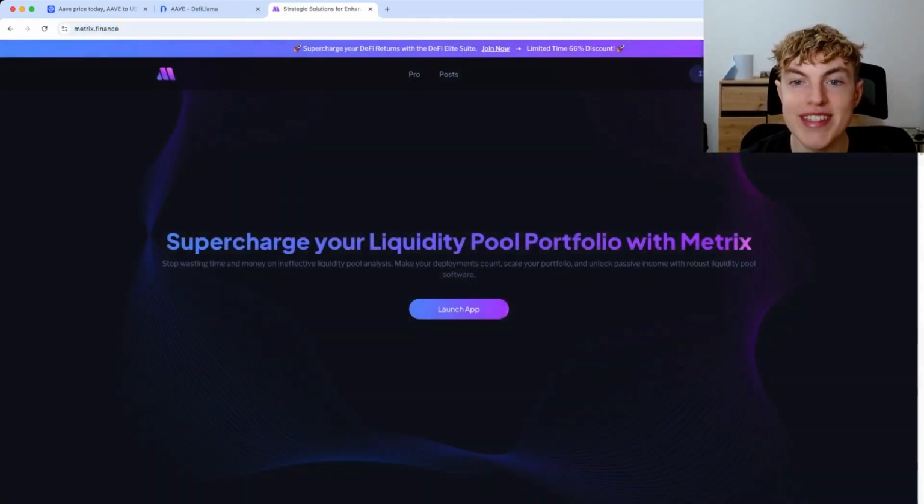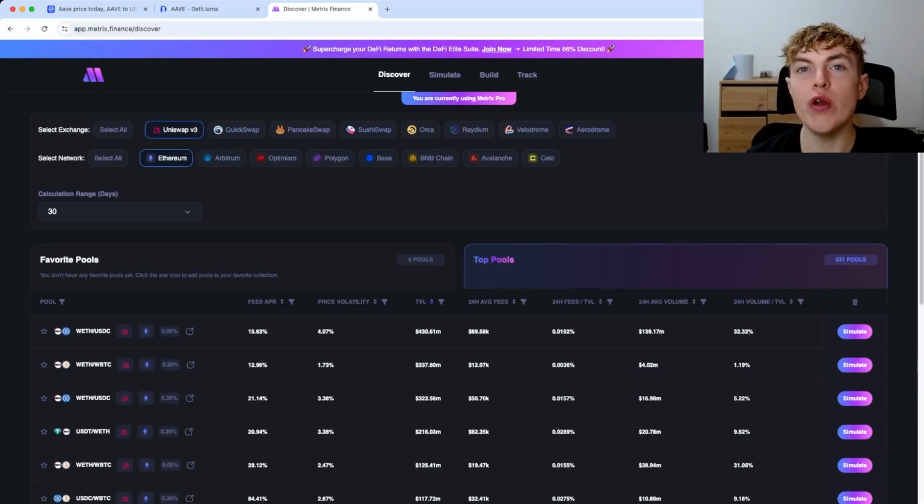This is the best software for finding liquidity pools and simulating your returns. If you don't know what liquidity pools are, or if you aren't familiar with the liquidity as a service business model, it's basically where you can become a liquidity provider and provide liquidity, and you can get paid out in the fees that the traders pay when they're swapping cryptocurrencies.